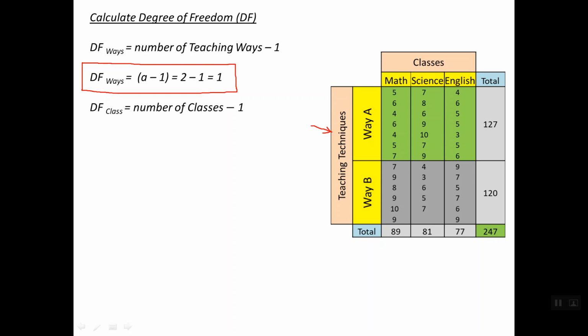For the second factor, which is the classes, we have 3 levels. So simply we can calculate the degree of freedom for the classes by subtracting 1 from the number of classes, or simply B minus 1. So B, we have 3 levels, minus 1, it is 2. So this is the degree of freedom for the classes.